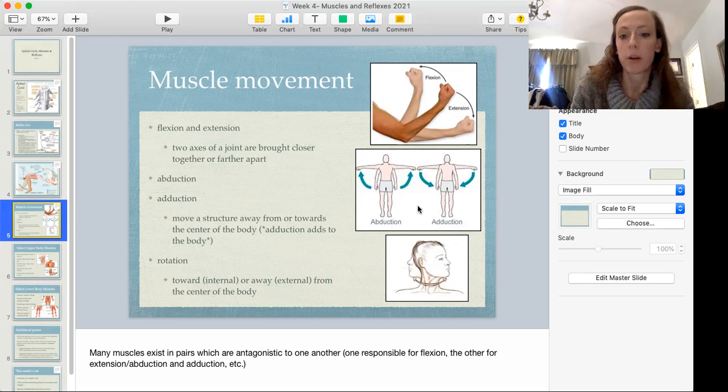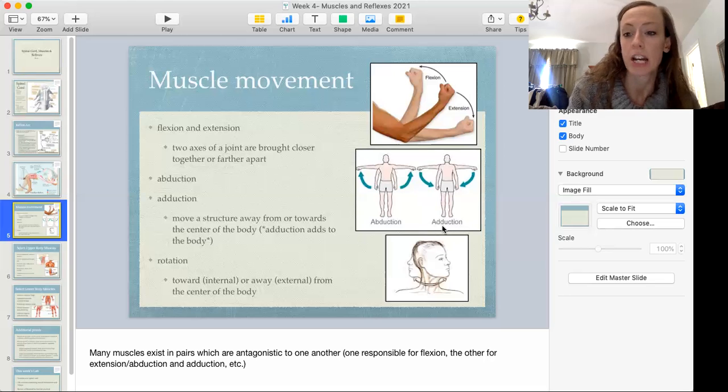So one of my students many years ago told me that they remember it because if you are conducting an adduction movement, you're adding to the body, and the reverse would be abduction, moving it further away from the body, okay, center of the body.